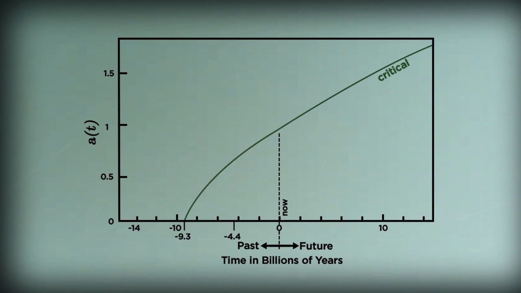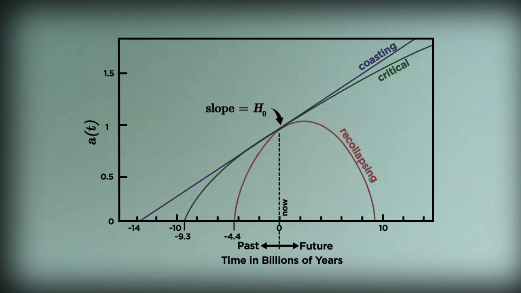We can plot that curve. We need to make sure a is equal to 1 at the present day, and the slope is equal to the Hubble constant. That curve hits a equals 0 at a time 9.3 billion years in the past. We can also plot some other cases. If gravity were irrelevant and the universe were just coasting along, we would see a is proportional to t. That would be a straight line through a equals 1, with the same slope as the other curve. And if the density were higher than the critical density, the universe would recollapse. The model curve goes up and then down.